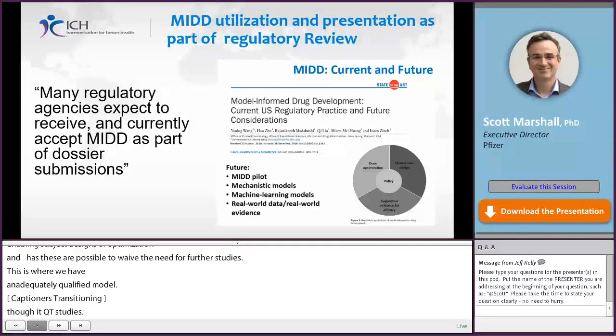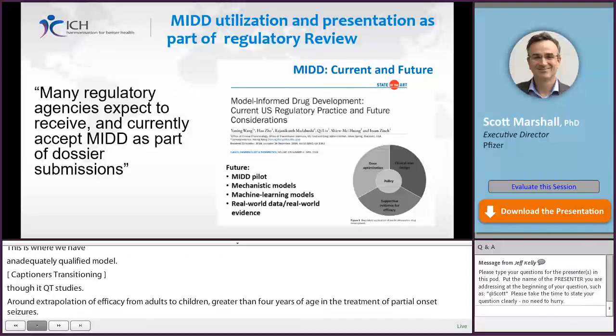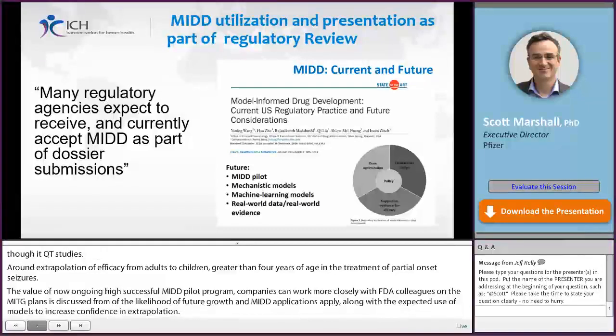Within this paper, the value of the now ongoing, highly successful MIDD pilot program, where companies can work more closely with the FDA colleagues on the MIDD plans, is discussed. The likelihood of future growth in MIDD applications is implied, along with expected greater use of mechanistic models to increase confidence in extrapolation. Similarly, the potential of machine learning approaches in this area and the greater use of real-world data and real-world evidence is also highlighted.